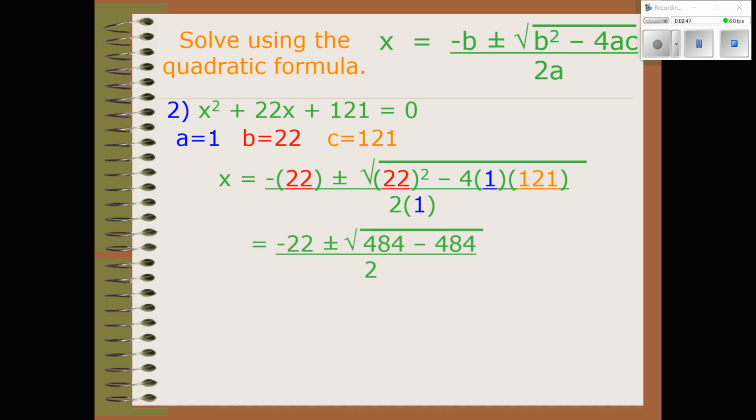Simplify a little bit. Underneath the radical, it gives me 484 for negative 22 squared, and then negative 4 times 1 times 121 is negative 484. So what you're going to notice here is that this is actually going to give us 0. Of course, the square root of 0 is 0, so I cannot add or subtract 0. If you add it or subtract it, you get the same thing. Negative negative 22 on top over 2, which of course is just 11.